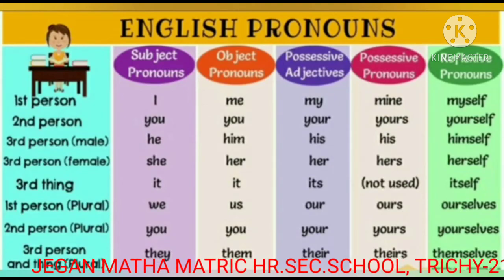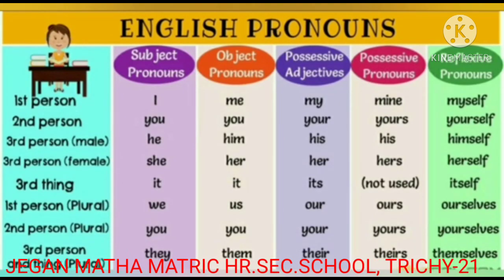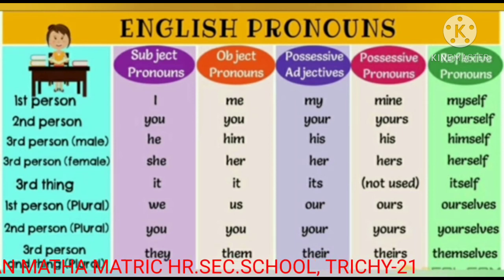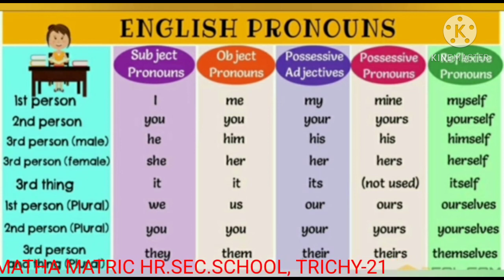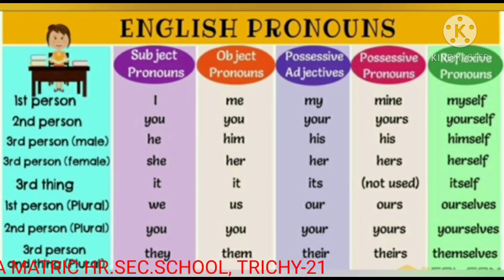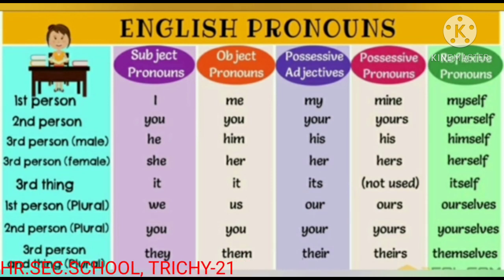The last one, English pronouns. First person, second person, third person male, third person female, third thing, first person plural, second person plural, third person and thing plural. Things means what? Table, chair, blackboard, this is called a thing.